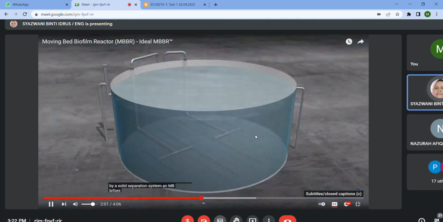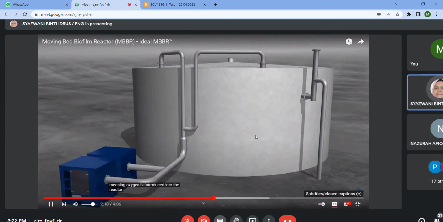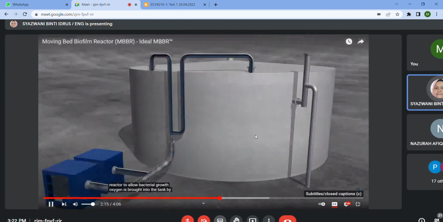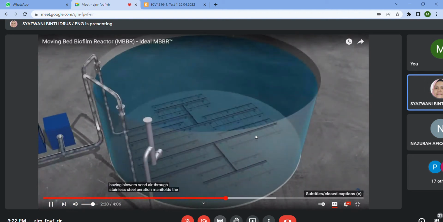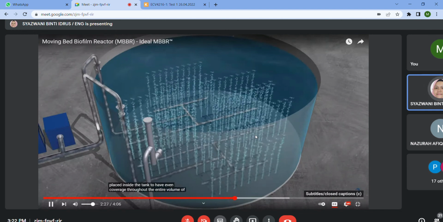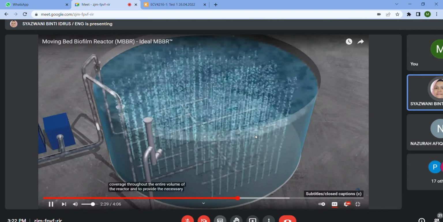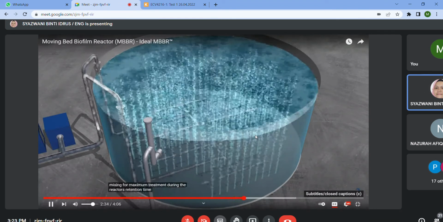An MBBR for BOD and/or COD removal, or nitrification, is an aerobic system, meaning oxygen is introduced into the reactor to allow bacteria growth. Oxygen is brought into the tank by having blowers send air through stainless steel aeration manifolds. The aeration manifolds are strategically placed inside the tank to have even coverage throughout the entire volume of the reactor, and to provide the necessary mixing for maximum treatment during the reactor's retention time.